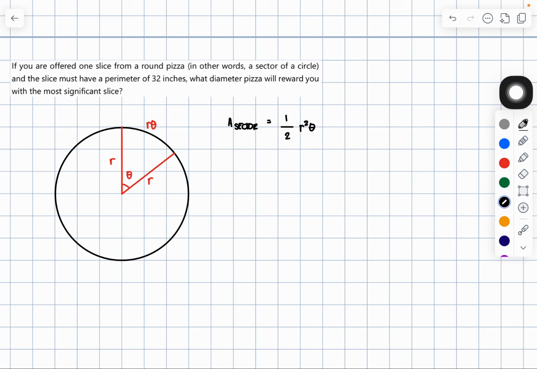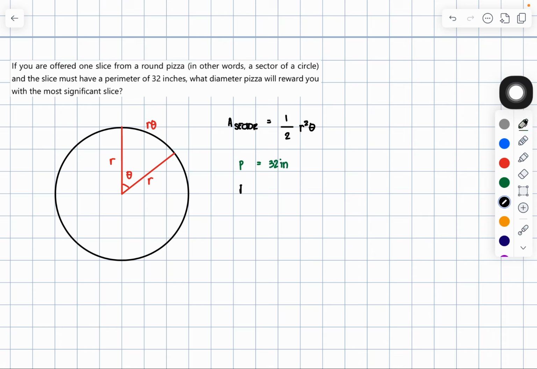But as you can see here, the formula gives us two variables, the radius and your angle theta. We need to write this equation into one variable only. Yung isa, magagaling dun sa condition natin. Our condition is that the perimeter of your slice is simply equal to 32 inches. Perimeter is sum of all sides.